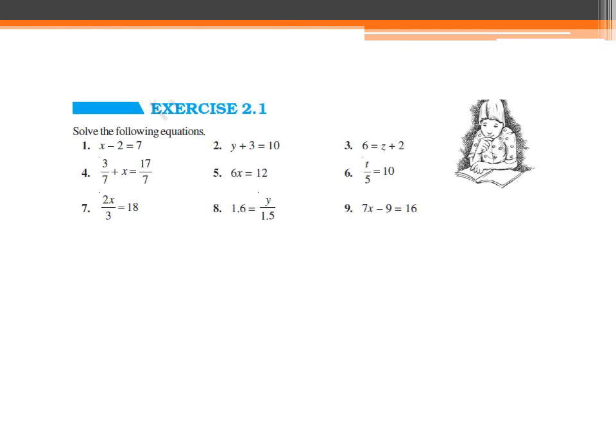I hope all of you are familiar enough to do exercise 2.1 yourself. All of you try this exercise yourself. I think you can do it very easily. Okay, before doing this in your notebook, you have to write down the notes of slide 3 and slide 4 in your notebook, and then you can write down this exercise 2.1 yourself.